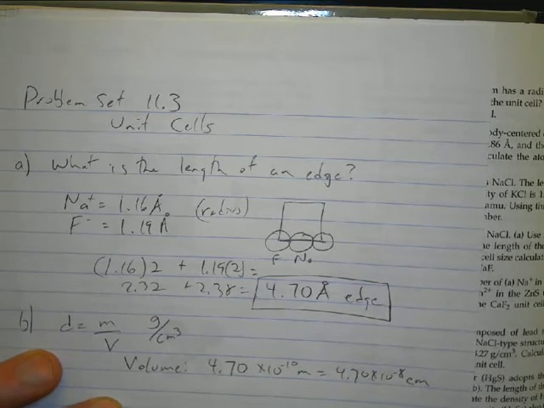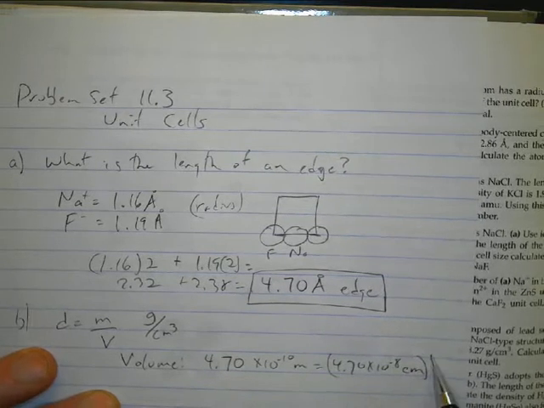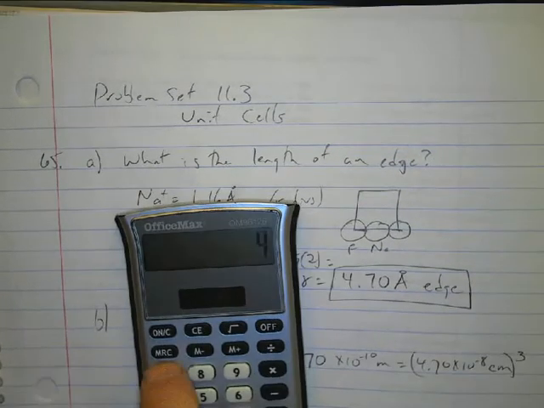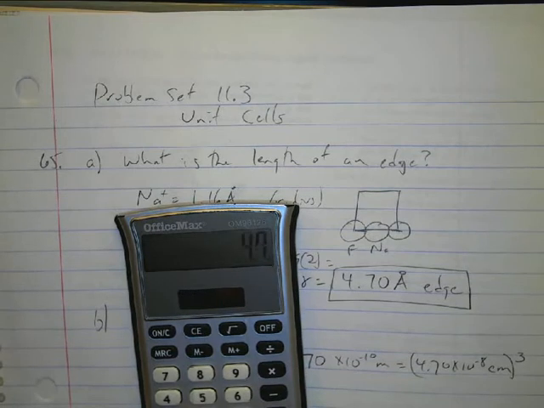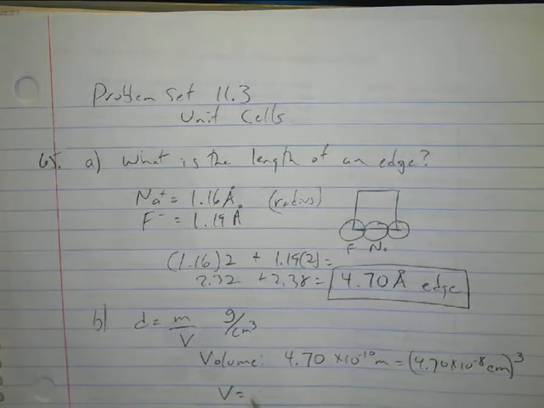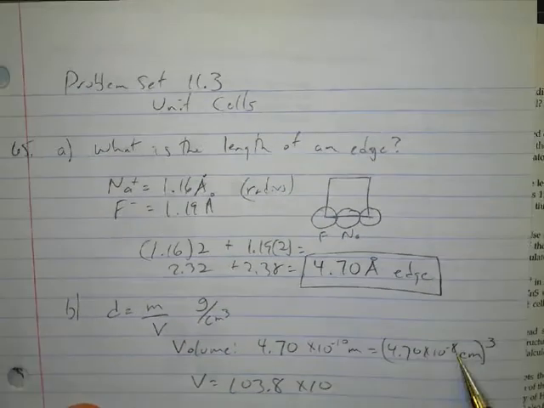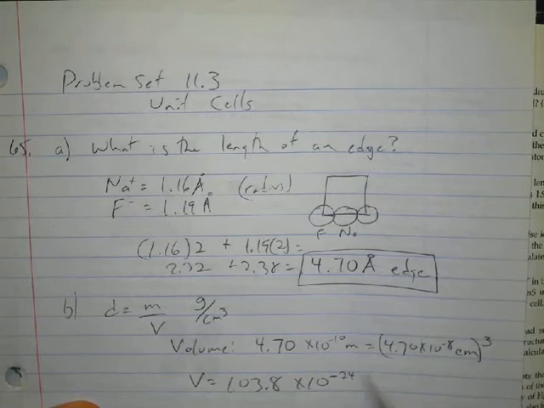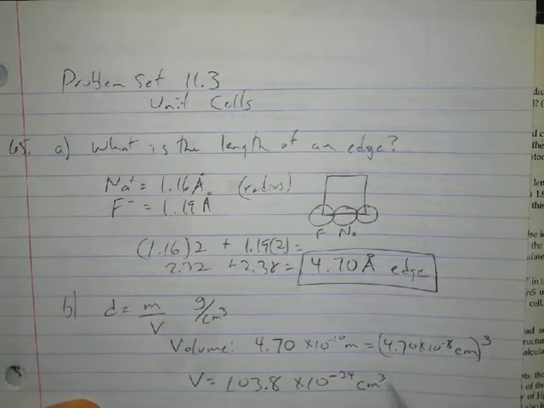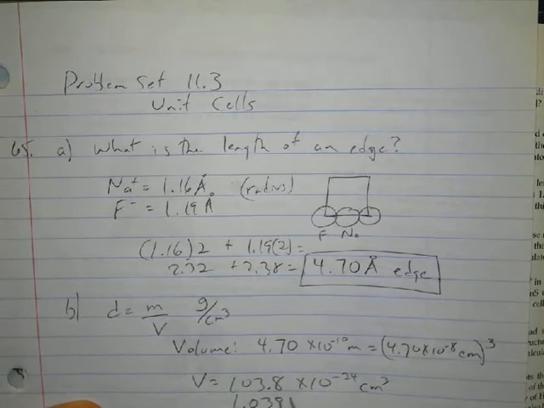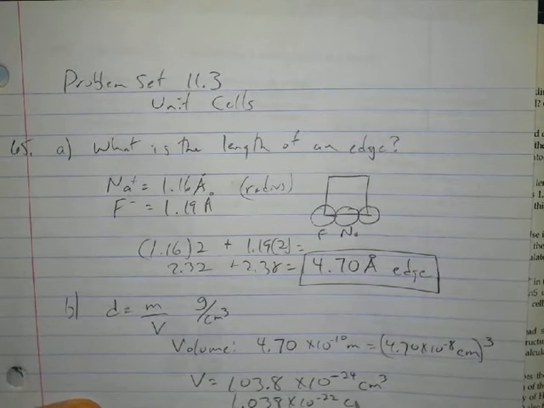centimeters. Okay, so now I need to cube this number because the volume is just the side cubed, and so the volume would turn out to be 4.70 times, this is a bad calculator, this doesn't have a cube function on it, but it's 103.8 times 10 to the, and this is negative 8 times 3, so that's negative 24 cubic centimeters. Okay, this is not proper scientific notation. I could fix that right away: 1.038 times 10 to the negative 22nd cubic centimeters.